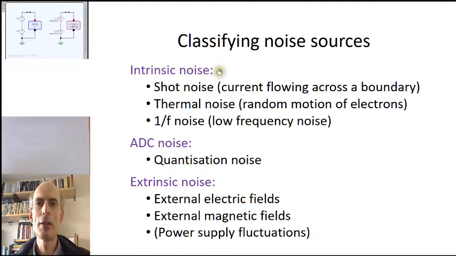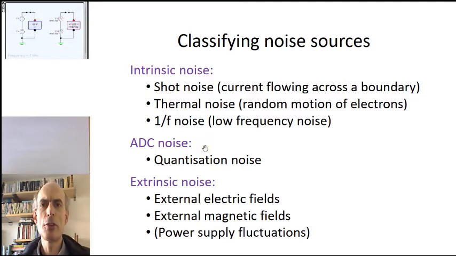First of all, intrinsic noise. This is noise that it's impossible to get rid of. It arises from the fundamental physical processes in the components themselves. And it's divided into shot noise, which happens in diodes and transistors in particular, thermal noise, which happens in resistors, and 1/f noise, which happens in op-amps, amongst other places.